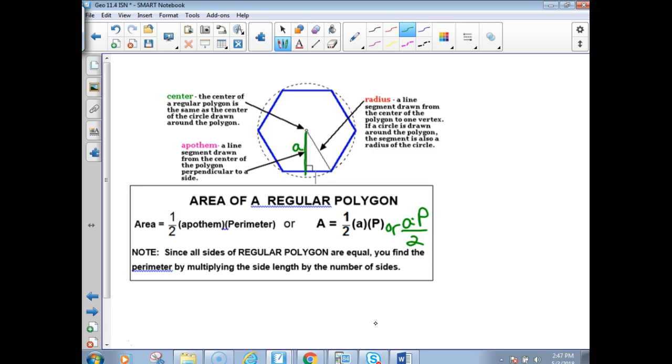Since all sides of a regular polygon are equal, you find the perimeter by multiplying the side length by the number of sides. Okay, so the perimeter is the P part. That's your distance around the outside. The little a is your apothem, and that thing is the distance from the center perpendicular to a side.